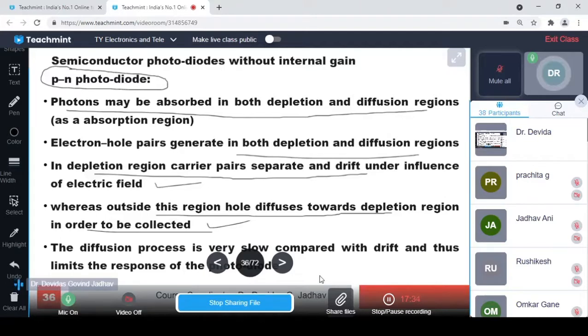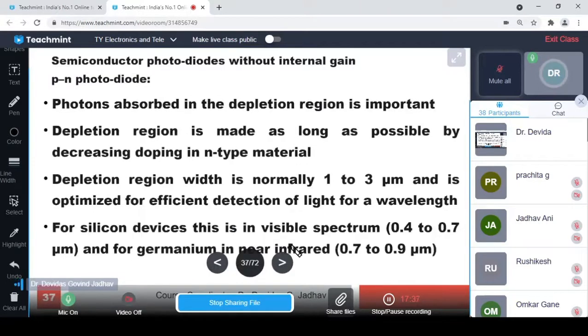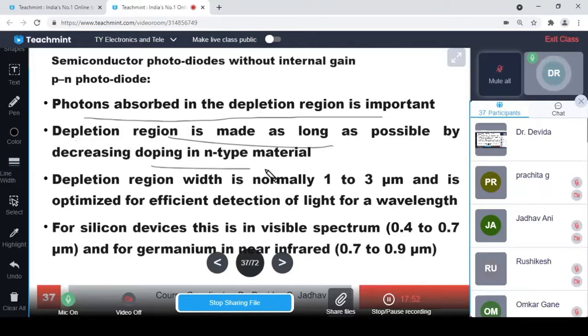So photon absorption in the depletion region is important because it is the main faster component which we require, and the slower component we do not require. So the depletion region is made as long as possible by decreasing the doping in the N material. The depletion region is normally 1 to 3 micrometers. This is in the PN photodiode. In case of PIN, the depletion region is 10 to 50 micrometers.